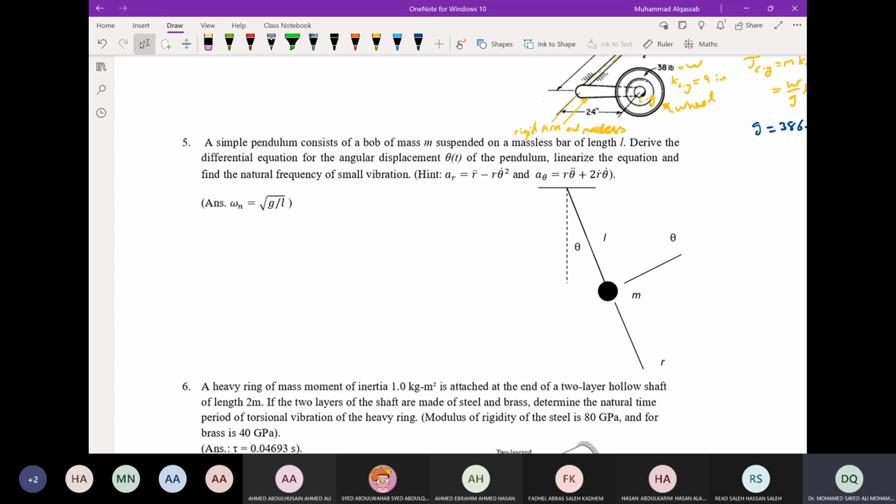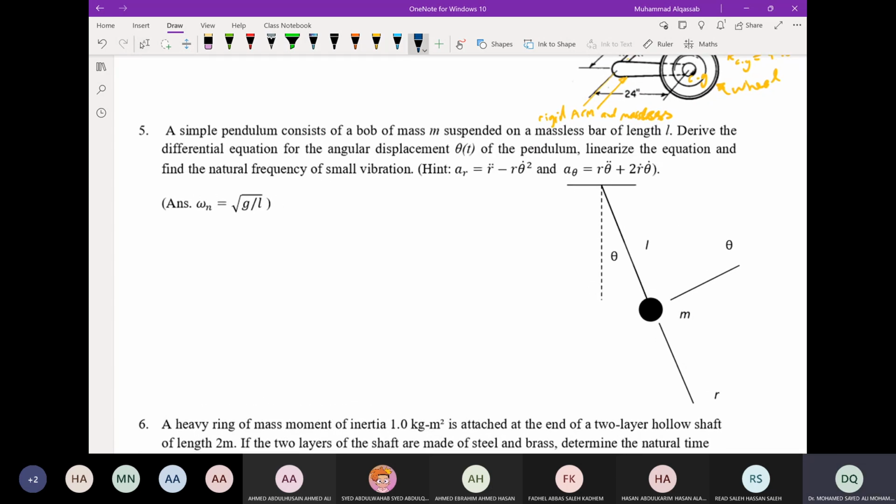A simple pendulum consists of a bulb of mass m suspended on a massless bar of length L. Derive the differential equation for the angular displacement theta of t of the pendulum. Linearize the equation and find the natural frequency of small vibration. The reason I put the question here and ask you for derivation using AR and A theta is just to recall what you did in dynamics.